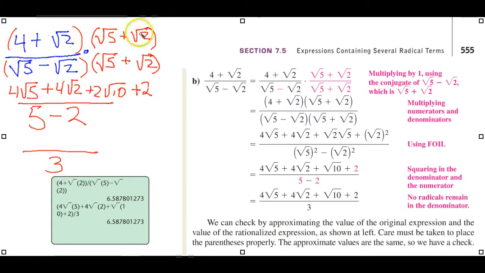And then when we FOIL the top, we get this. Now notice there are no like terms in the top. So our top just stays the same. And it will be over 3. Okay? Now it looks a little tedious, but again, it's just following the basic rules we've been working with.